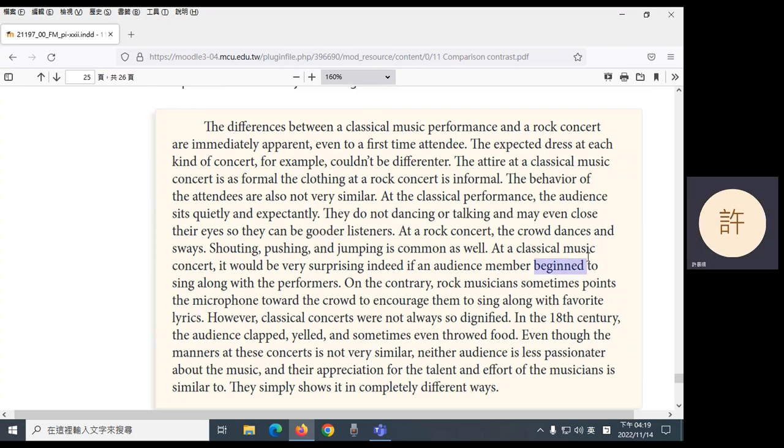This one, yeah. Right. Beginned is not a word. This should be began, A-N. Yes, this is wrong because the subject is musicians, more than one. So this should be point, no S. I think this is referring to the 18th century, so were is correct.